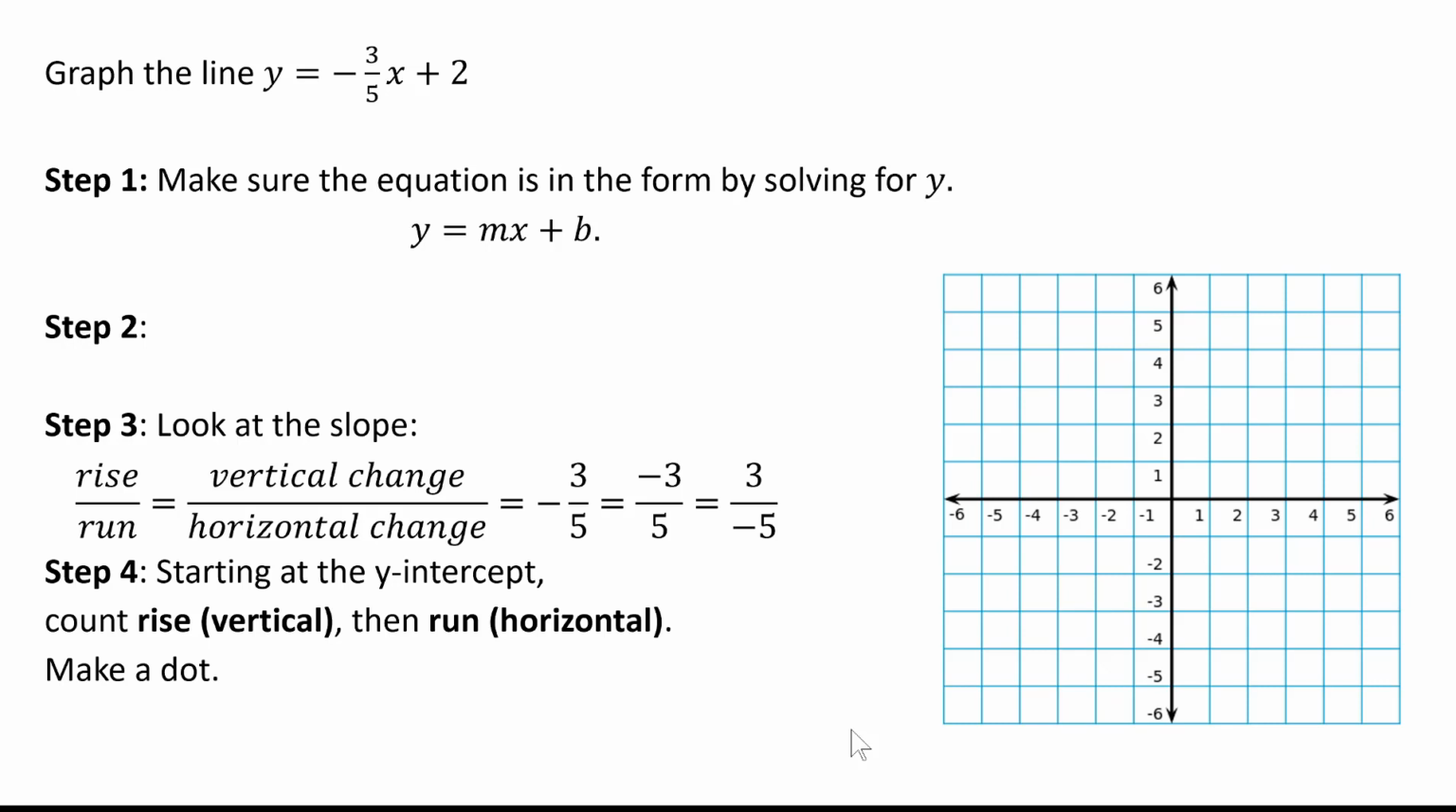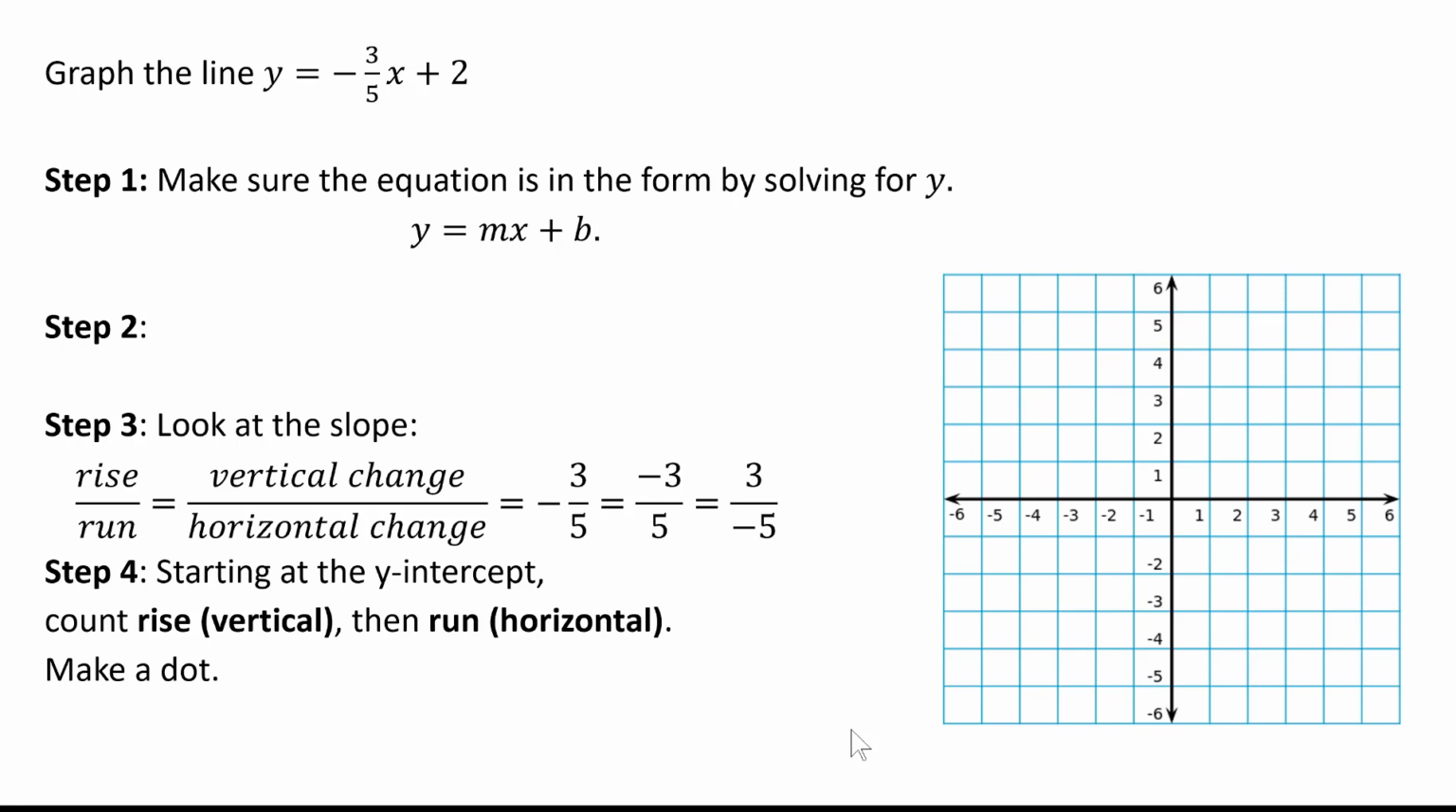All right, so step 1, the first thing you do is make sure that your equation is in the form y equals mx plus b. That means you need to have y by itself, and then you have on the other side of the equation the x term and the constant. All right, so our line is already in that form.